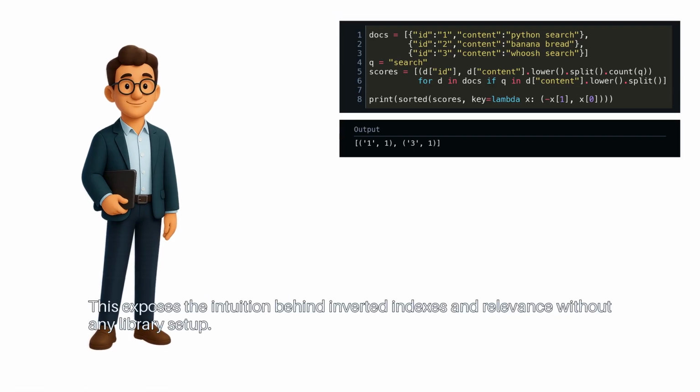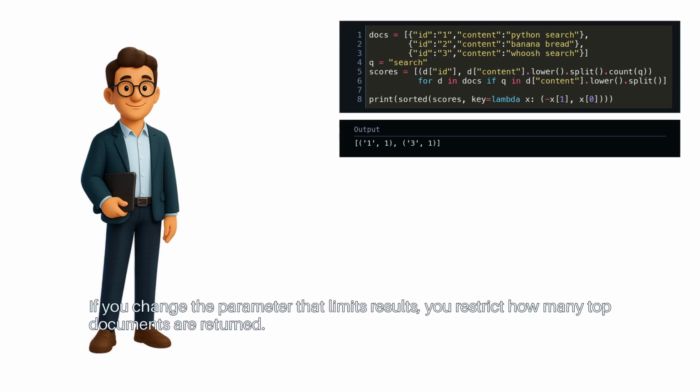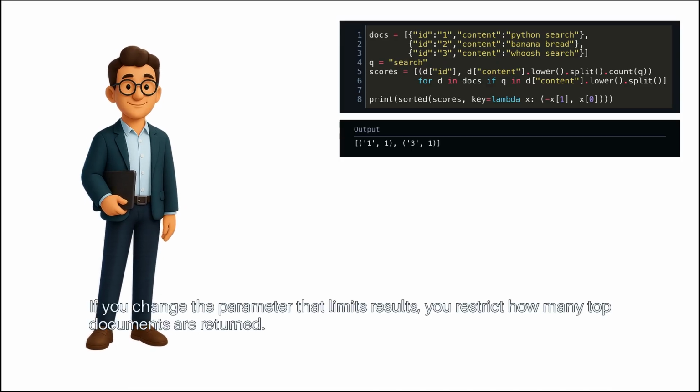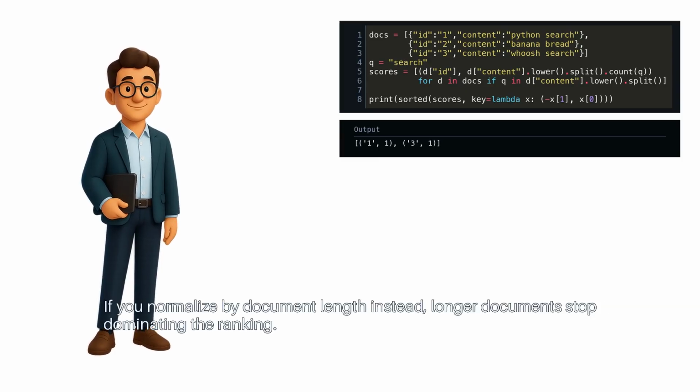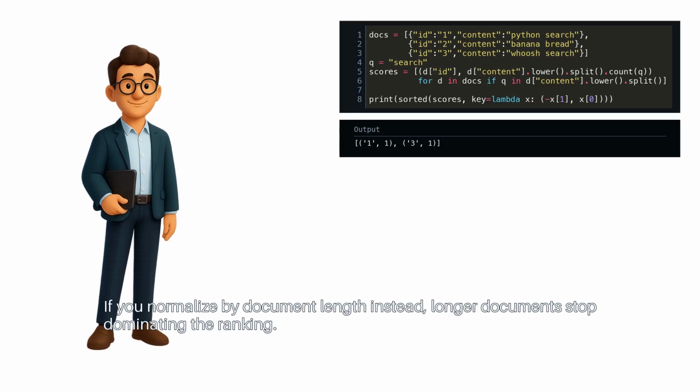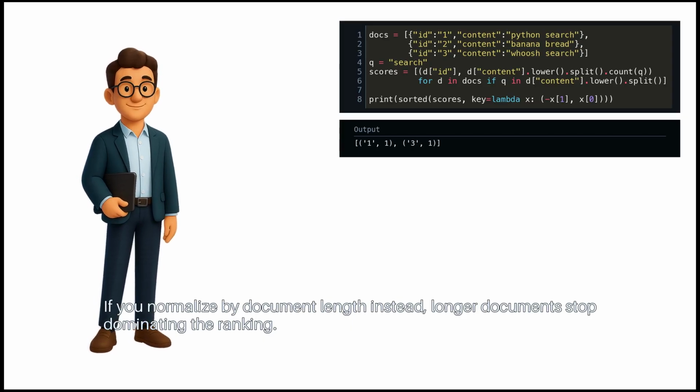This exposes the intuition behind inverted indexes and relevance without any library setup. If you change the parameter that limits results, you restrict how many top documents are returned. If you normalize by document length instead, longer documents stop dominating the ranking.